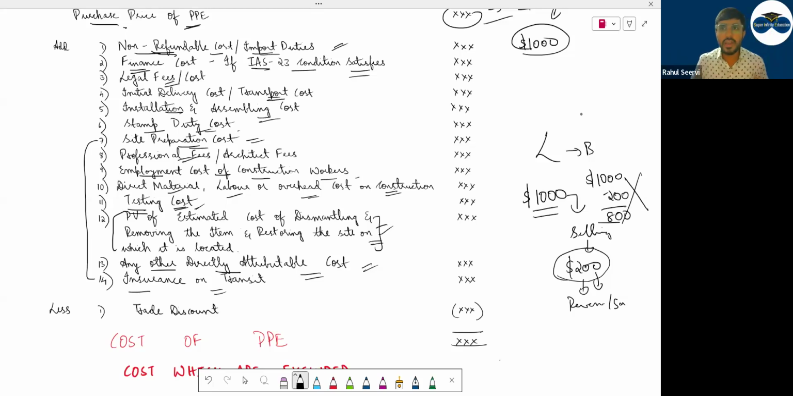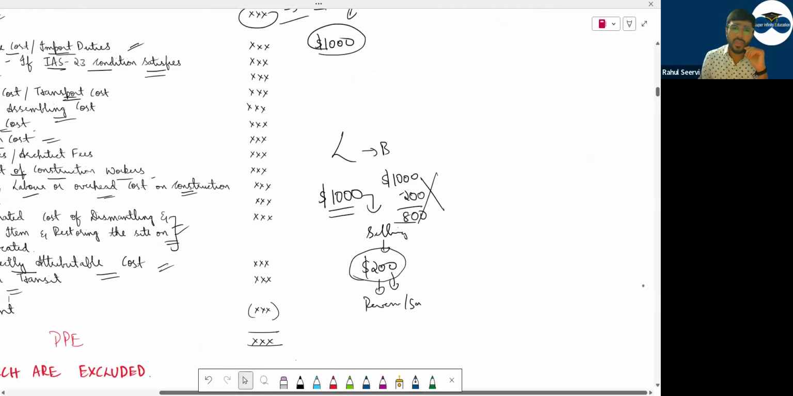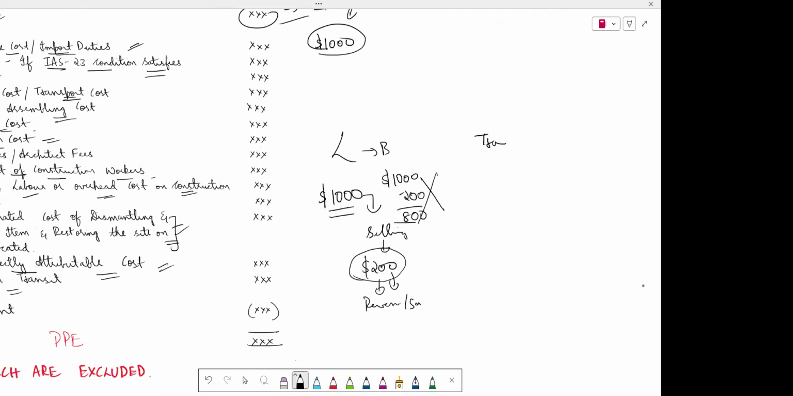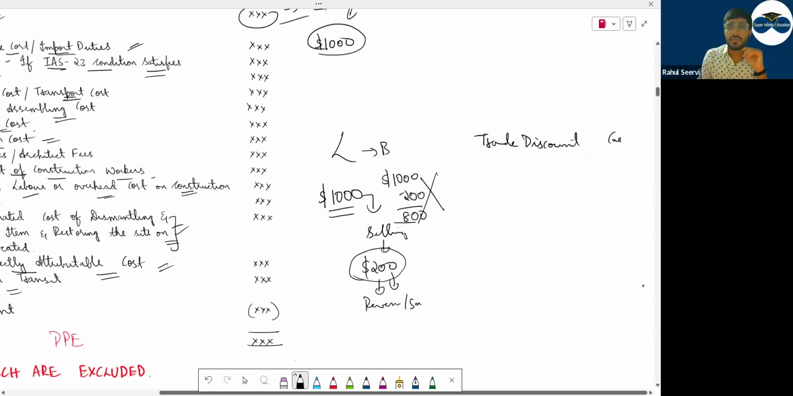Now, do you know there are two types of discount, trade discount and settlement discount? Do you all have an idea what trade discount means and what settlement discount means? Priyanshi, Mahi, what about you? Do you have an idea what trade discount and cash or settlement discount means? No, sir. No? Okay, then. Trade discount and cash discount or settlement discount.